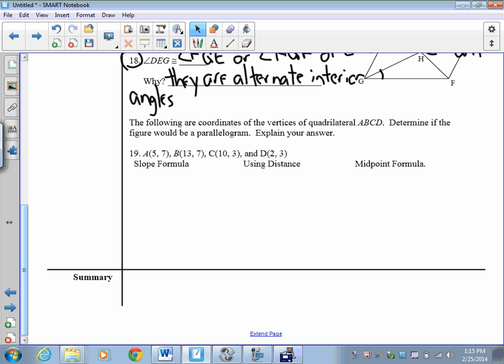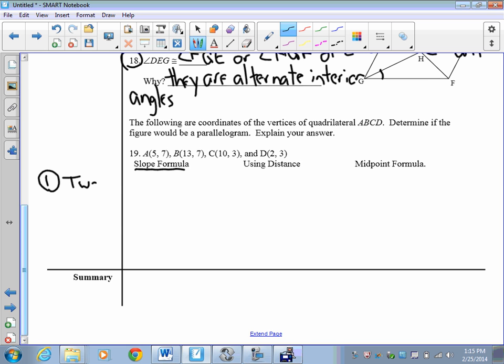So a couple different things that you need to know how to do here. The following are coordinates of the vertices of quadrilateral ABCD. Determine if the figure would be a parallelogram. Explain your answer. So there's a few things that you would need to do here. To determine if it's a parallelogram by the slope formula, you need two opposite sides parallel.